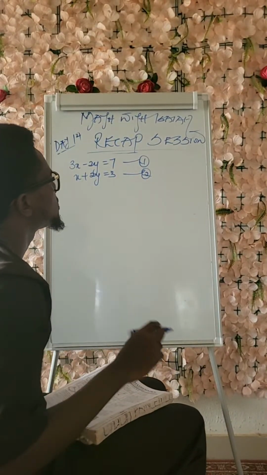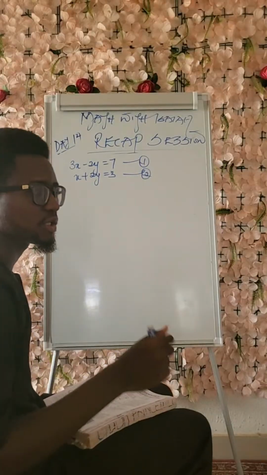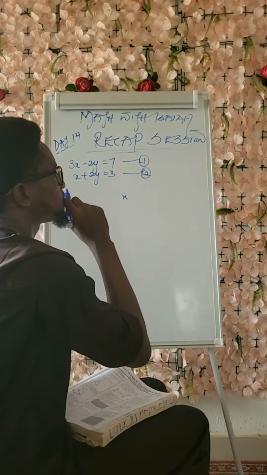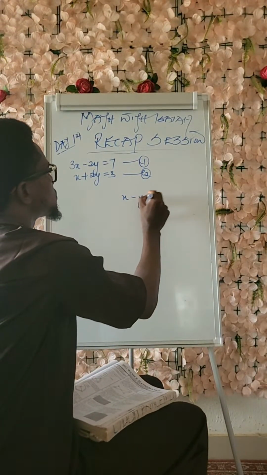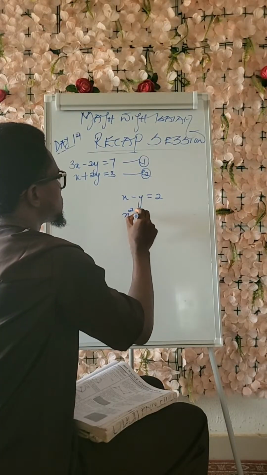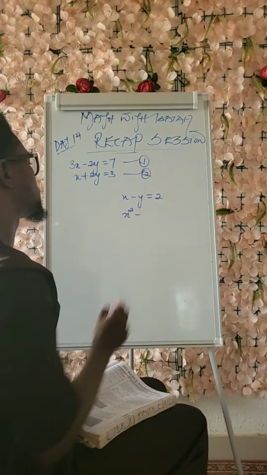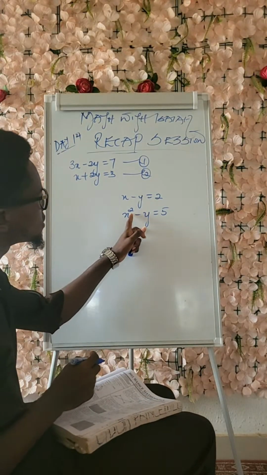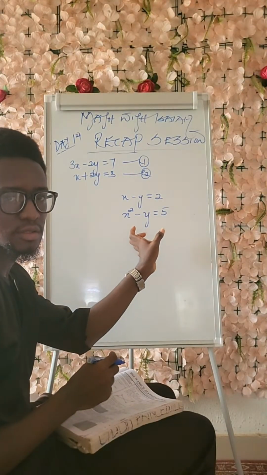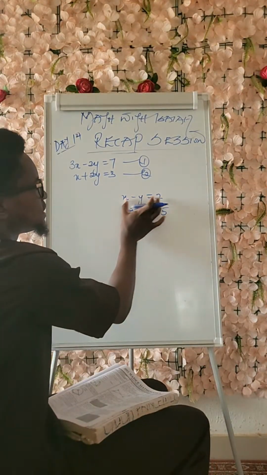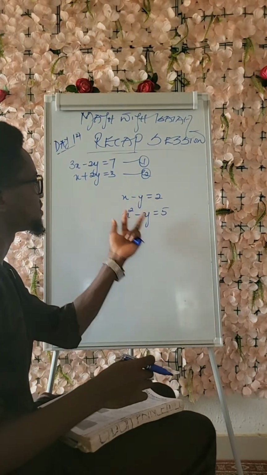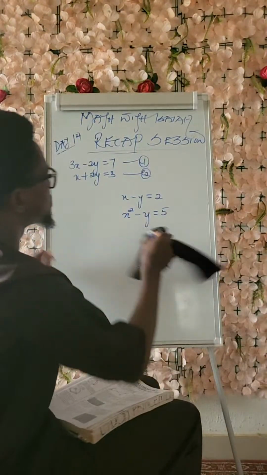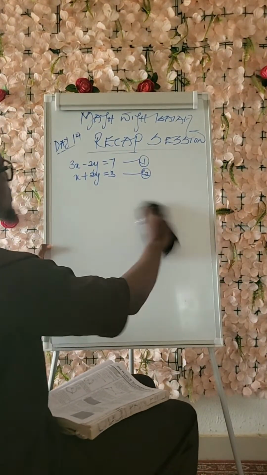For instance, this is a basic simultaneous equation, but there are some funny kind of simultaneous equation. You can have something like this. X minus y equals 2, and then x squared minus y equals 5. This is a quadratic equation actually. This is a linear equation. In this kind of scenario, before you can use the elimination method, it might be a little stressful. So it's best to just use substitution method here. We're not going to get into that today.